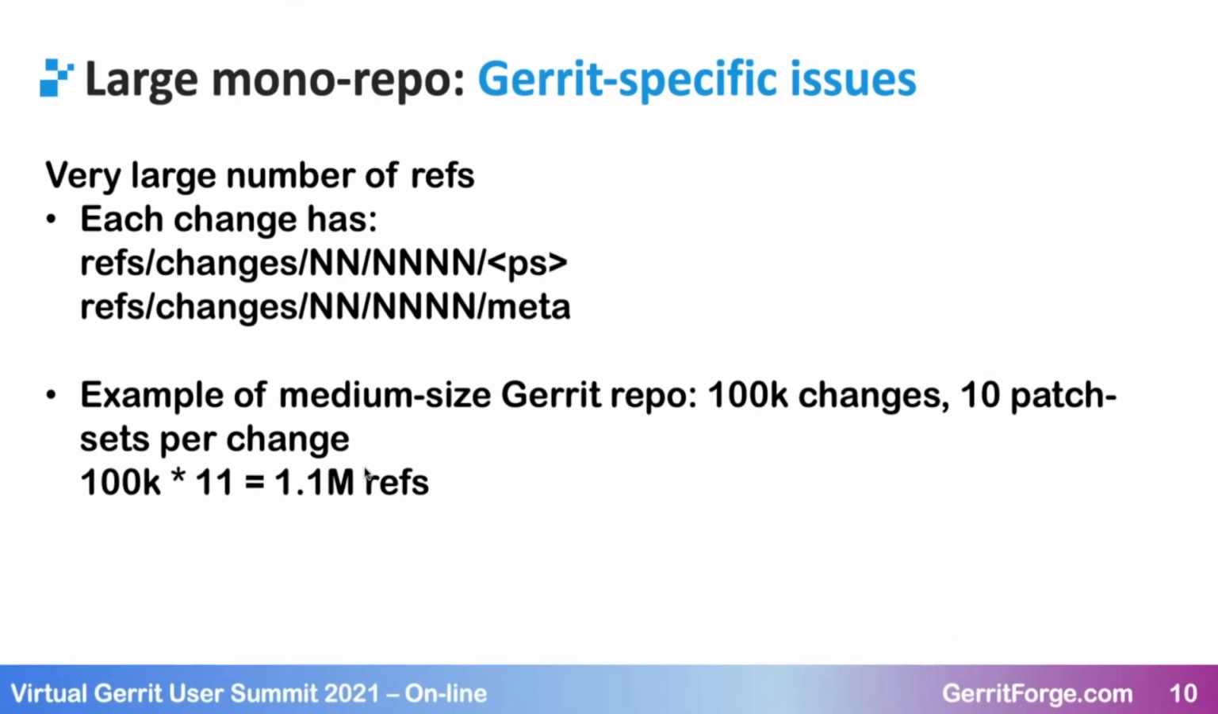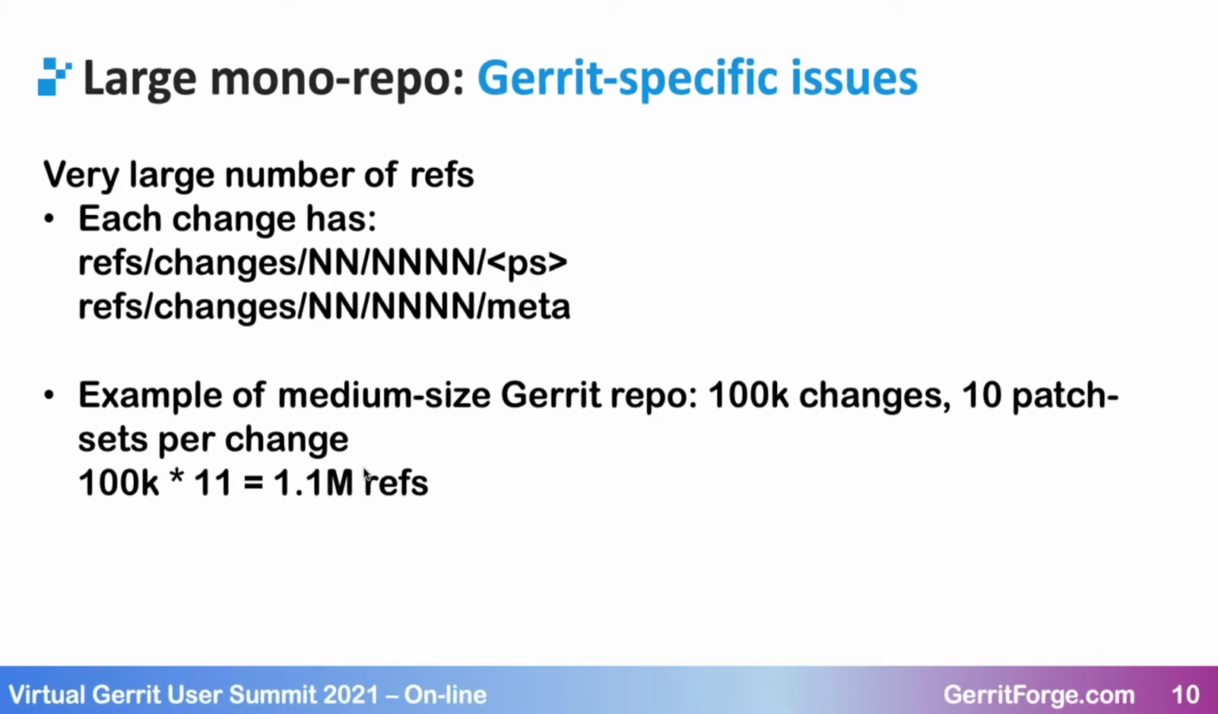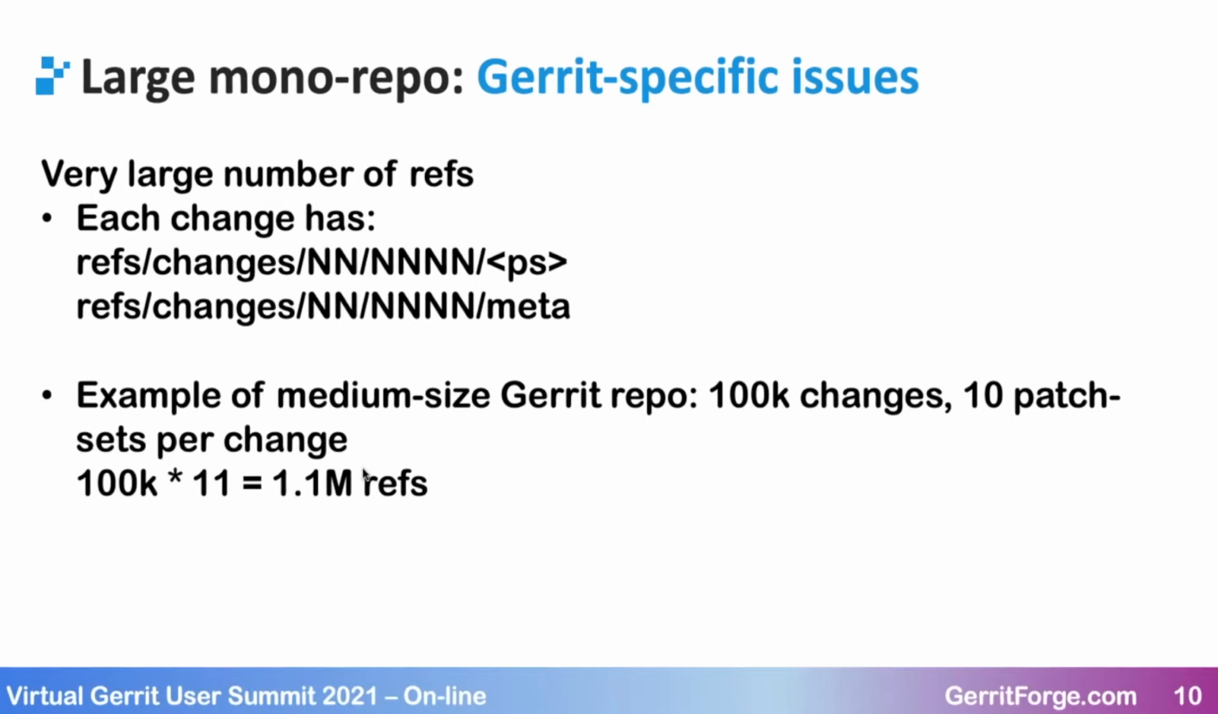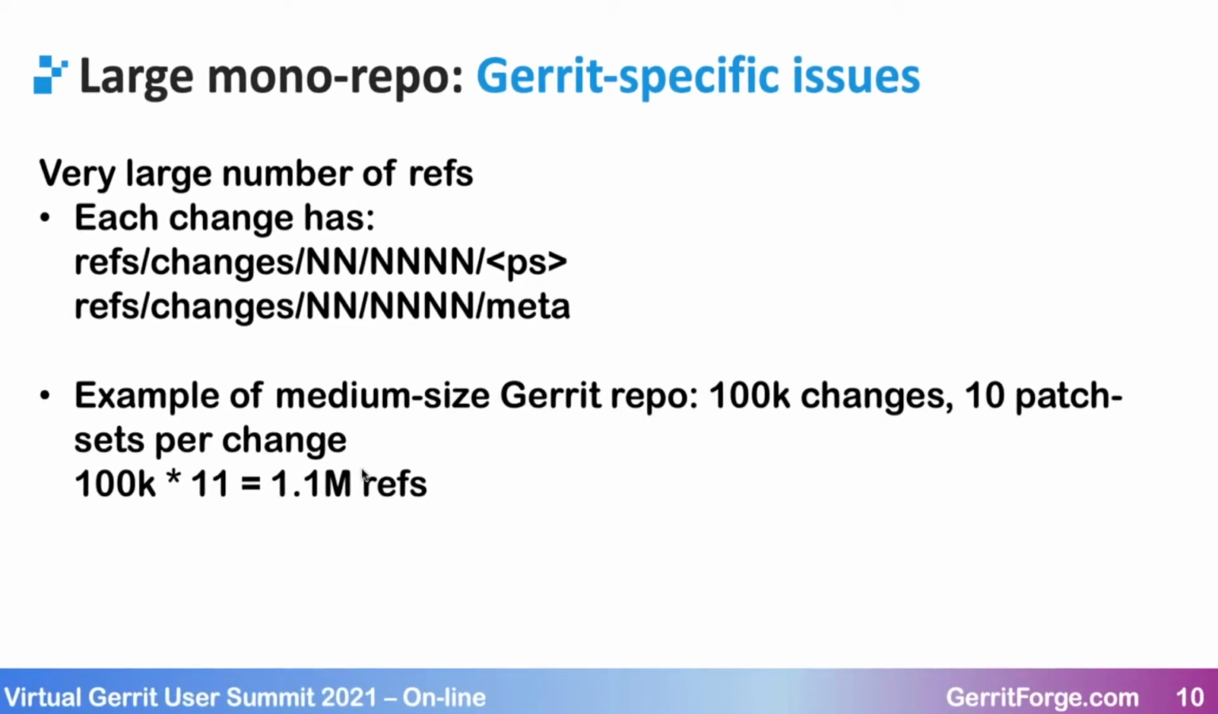Let's deep dive a little bit into some more Gerrit-specific issues. They are actually created by Gerrit itself, and they are very peculiar to Gerrit. You won't find them in other Git repository management systems. So let's talk, for instance, about the number of refs. You know better than me that whenever you create a change, Gerrit creates many refs. If you create just one single change with one single patch set, Gerrit already creates 2 different refs.